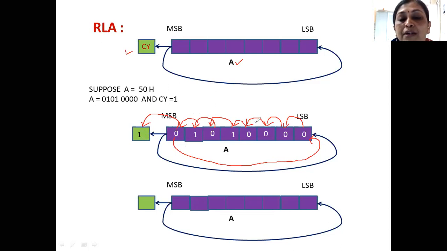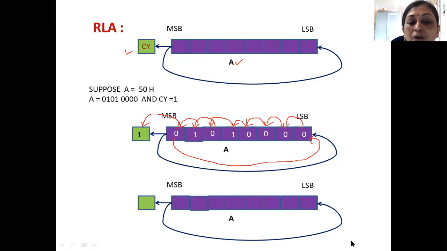So each bit of the register is shifted to the left by 1 bit. This 0 will go here, this 0 will go here, this 0 will go here, this 0 will go in the position of 1, 1 will go in the position of 0, this 0 will go in the position of 1, this 1 will go in the position of 0, this 0 will go in the position of the carry flag, and at the same time it will go to the LSB also. So this is how this particular instruction works.